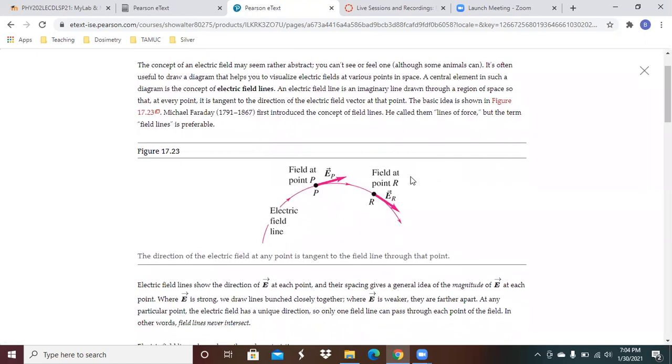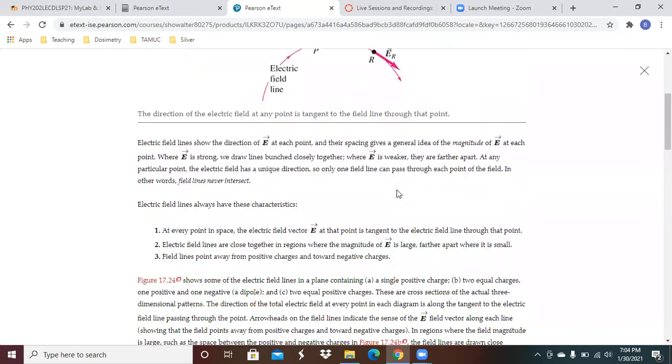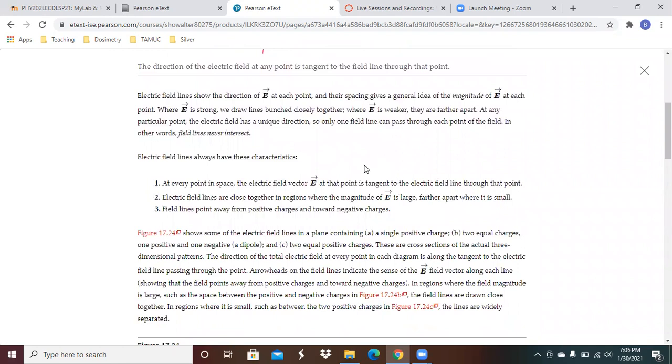So the concept here was first introduced by Michael Faraday, and we're going to use the term field lines here to describe this. So you've got your electric field line, you've got your field at this particular point, and that's the vector for it. Same thing here at point R. So field lines never intersect. Where the electric field is strong, we're going to draw a bunch of lines close together. Where it's weaker, they're going to be further apart.